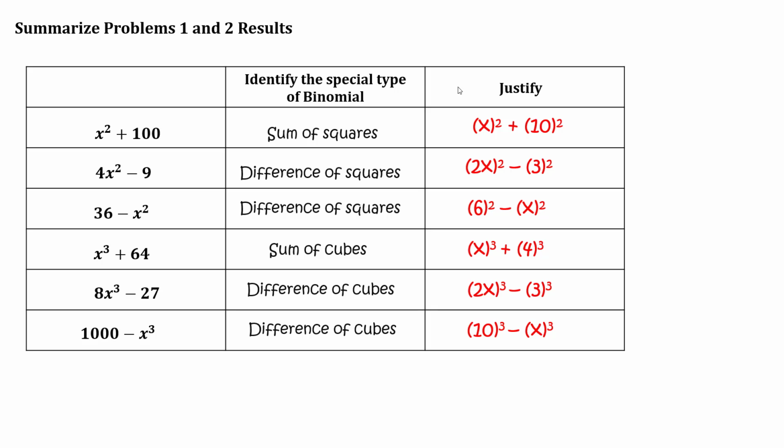So again, I went through these a little bit fast because we already did them in a lot more detail, but it is actually helpful to write them in this form for our purposes later on, all right? So your homework is going to look like this table. I'm going to give you binomials, and I'm going to ask you to identify the special type of binomial as one of the four and justify your result here. All right.